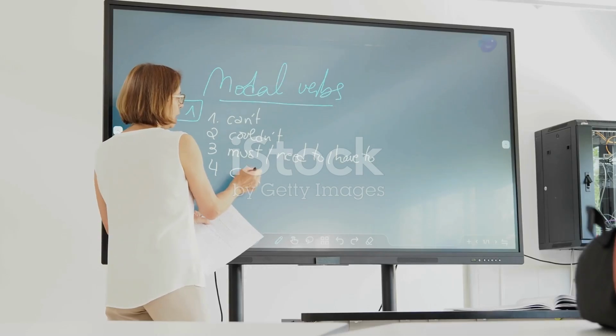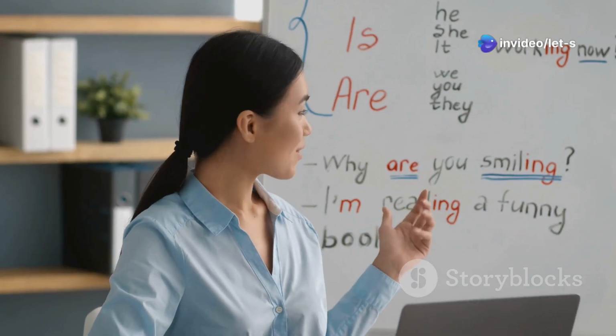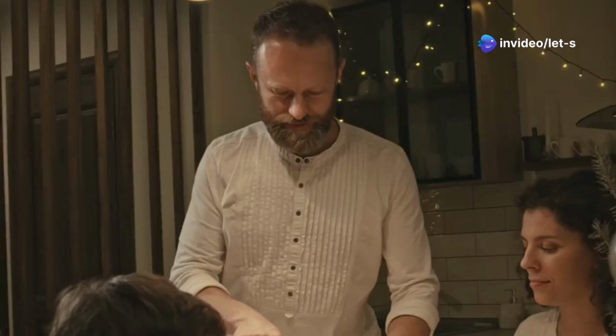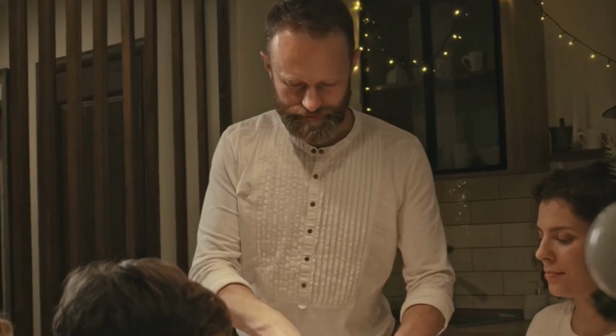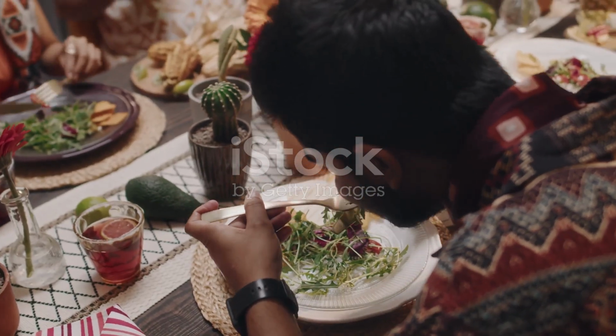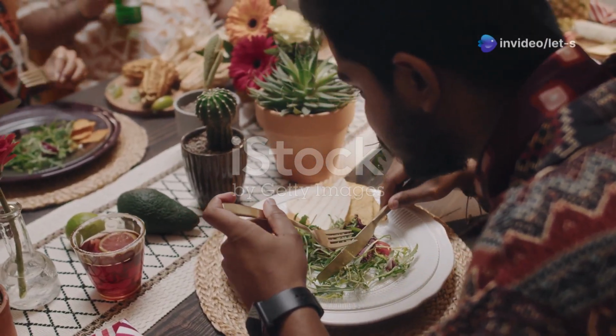One of the primary uses of the past continuous tense is to describe actions that were in progress at a specific time in the past. For example, at 7 p.m. yesterday, I was having dinner. This sentence clearly indicates that the action of having dinner was in progress at the specific time mentioned.